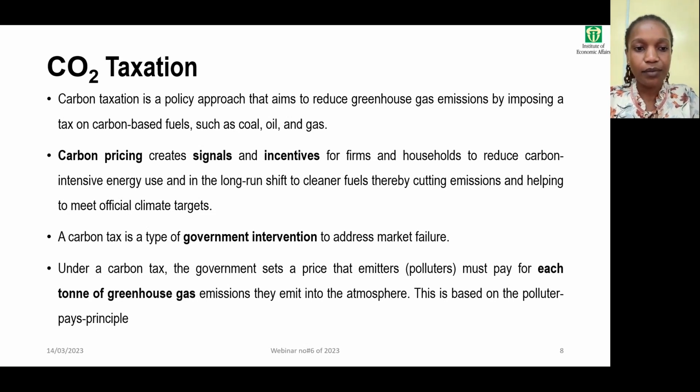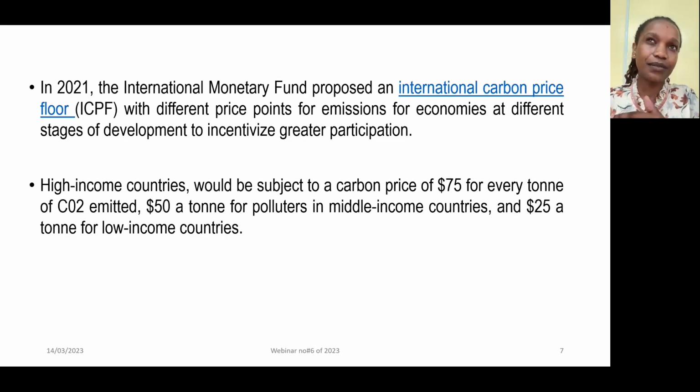And as I said before, a carbon tax is a type of government intervention to address the market failure being pollution. Under carbon tax, the government sets a price that emitters, or rather polluters, must pay for each ton of greenhouse gas emission they emit into the atmosphere. This is based on the polluter pays principle, where a certain amount of carbon will be paid for. For instance, high-income countries will be subject to a carbon price of $75 for every ton of CO2 emitted, $50 a ton for middle-income countries, and $25 a ton for low-income countries.